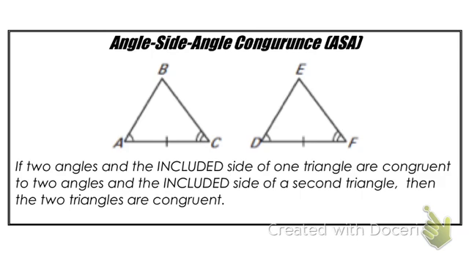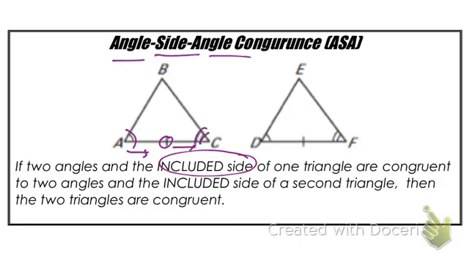Angle side angle is another triangle congruence postulate that we can use to justify that two triangles are congruent. So if you look at the actual postulate, it says if two angles and the included side, so similar to side angle side, we have angle A, and then immediately after that would be the included side, and then immediately after that would be the other angle for angle side angle.